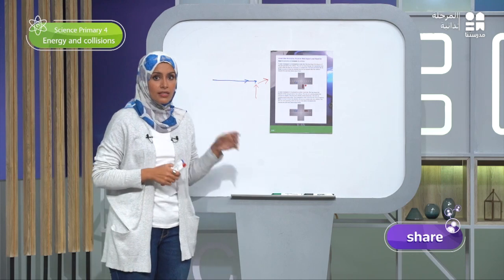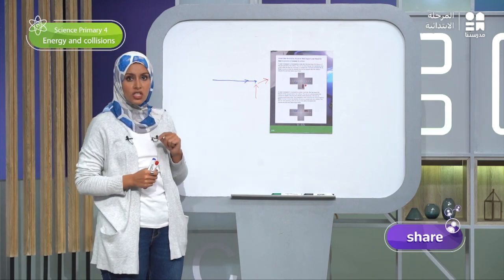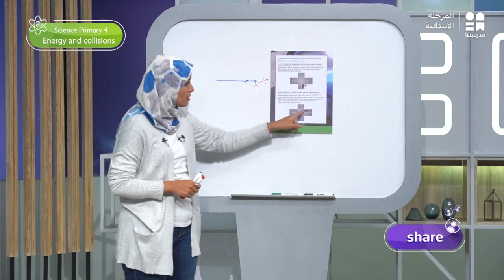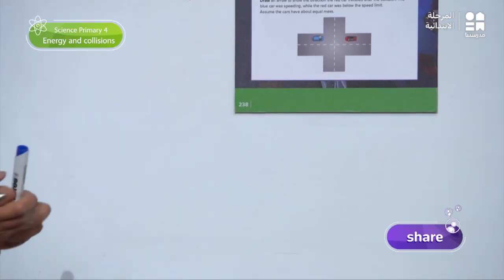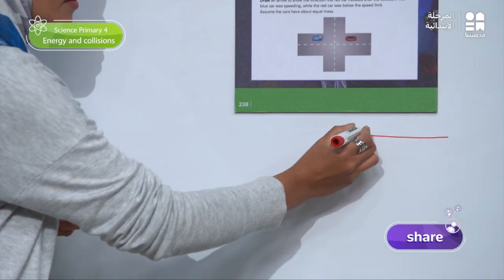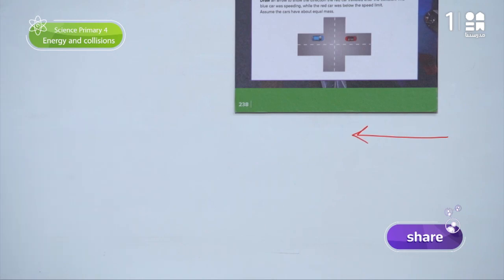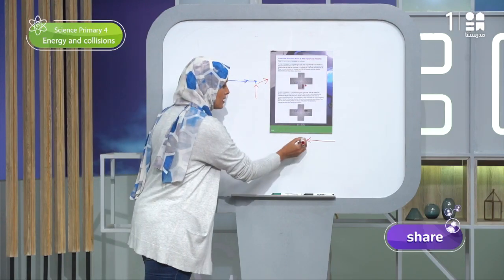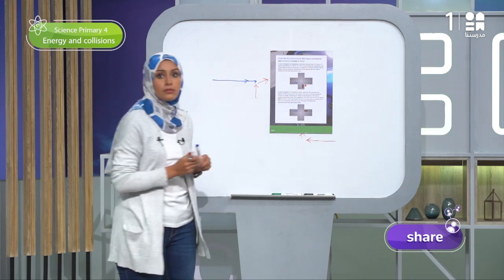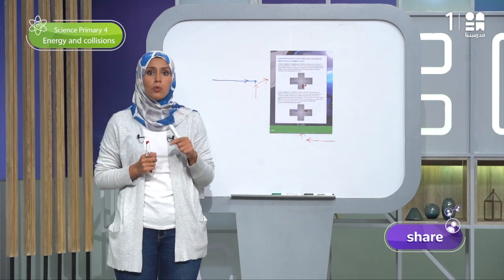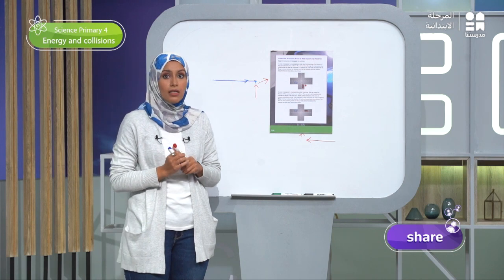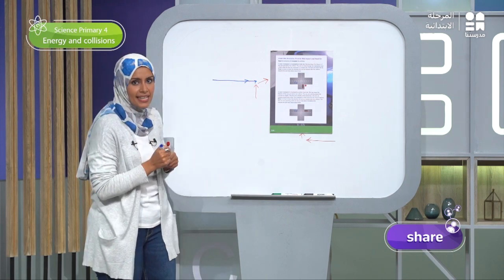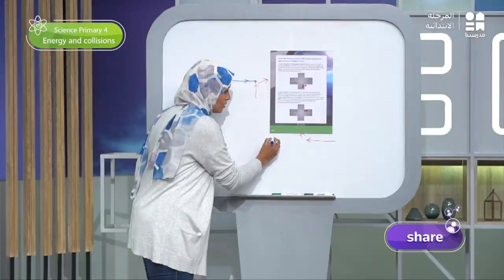As you see, the red car was driving through the intersection legally. The red car this time was moving from the intersection legally. Okay? And it's going to the right. It was supposed to go into the right side like this. Okay? But the blue car was driving in the wrong lane. The blue car was going against the traffic, meaning in the opposite direction. Okay?